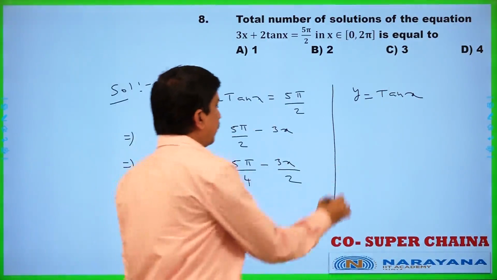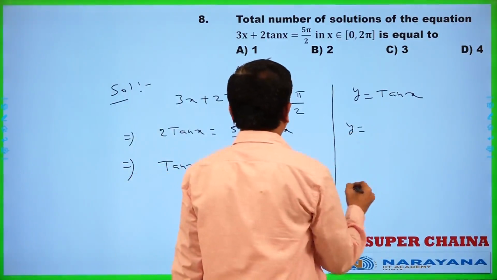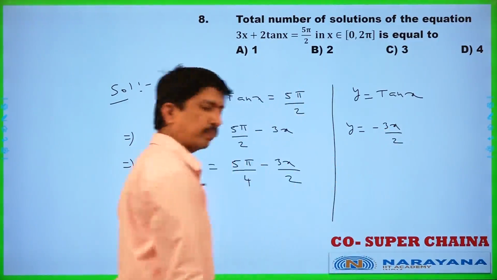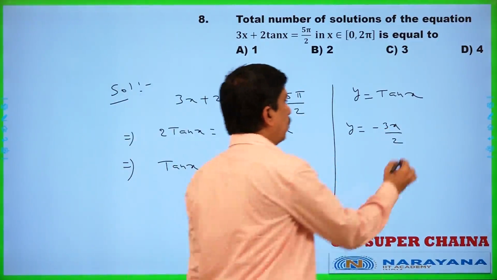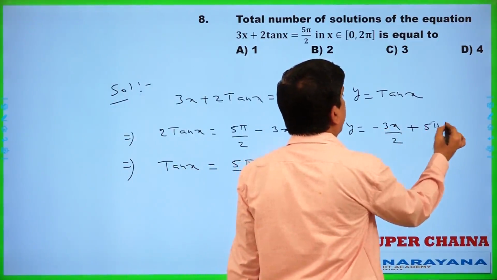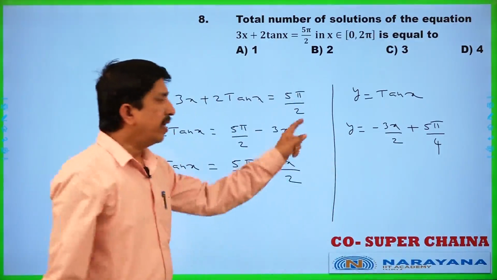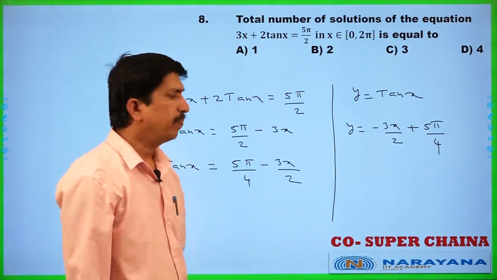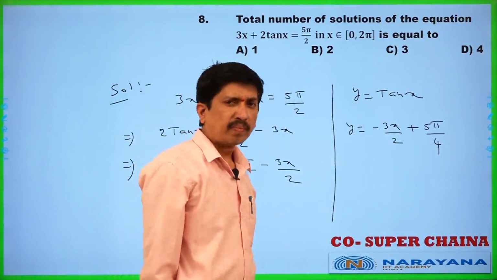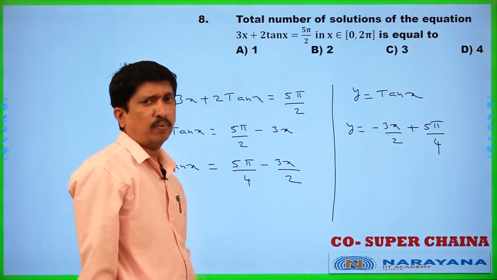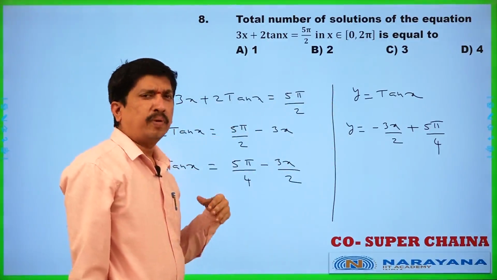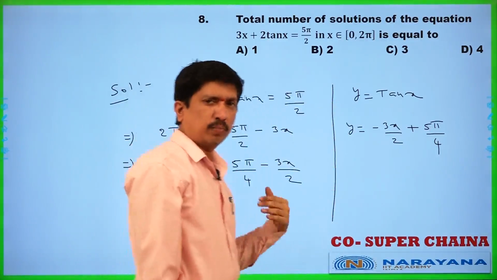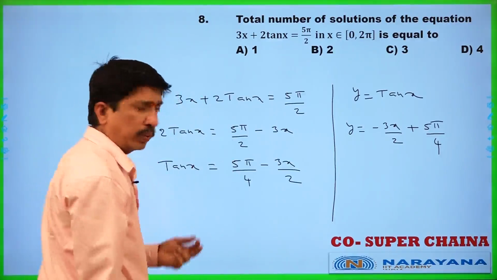And another function is y equal to minus 3x by 2 plus 5 pi by 4. Just observe that one, y equal to mx plus c. It is a straight line, you know very well. Now, 2 graphs we have to draw. By that, the number of points of intersection we can pick up, so then you will get the number of solutions. Let us move to the next part.